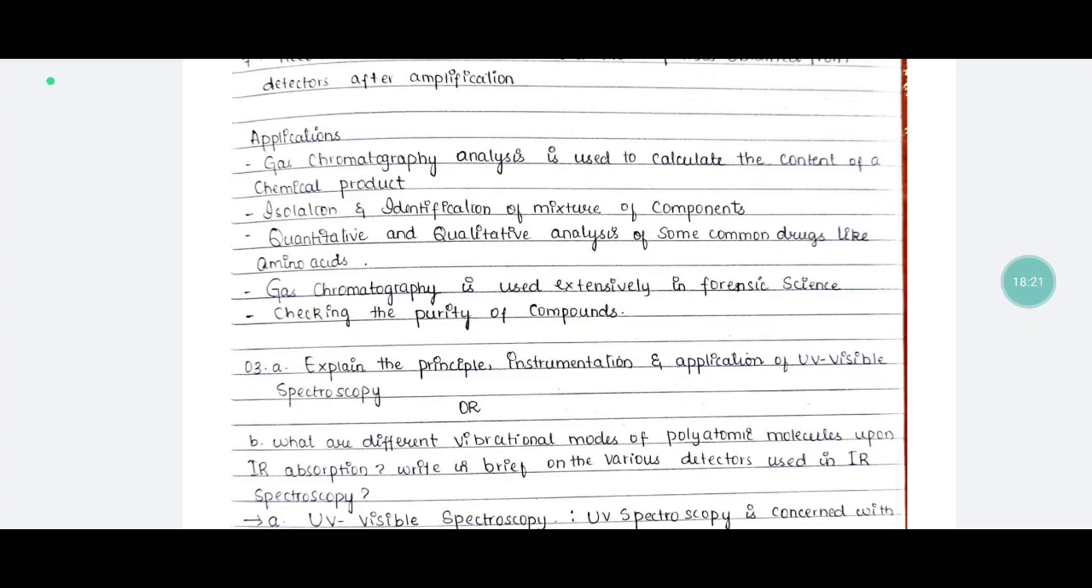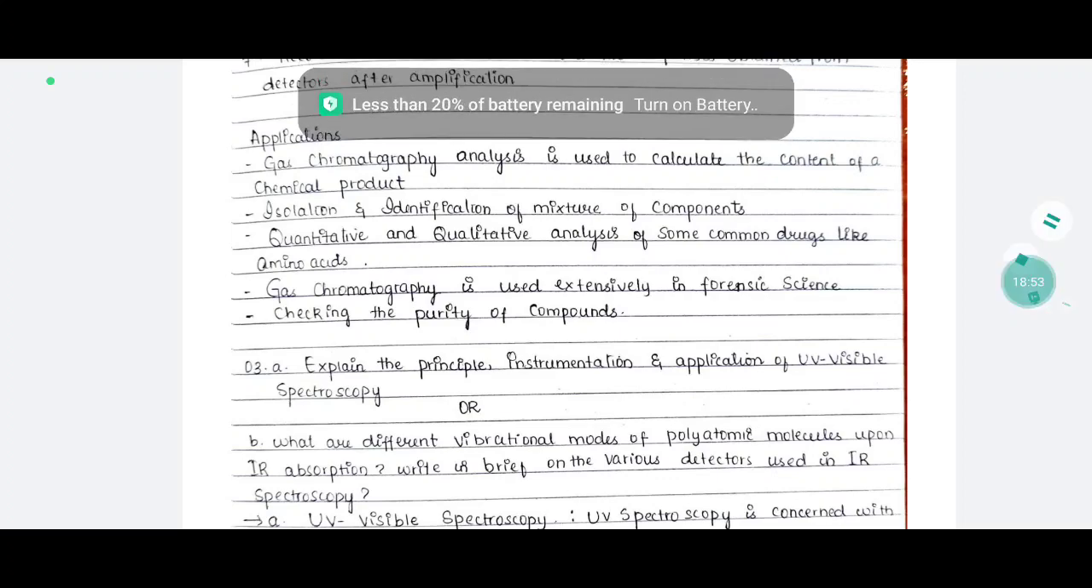So the next question, third, in that A or B, you have to write third A or third B, but I am going to give you both answers. A: Explain the principle, instrumentation and application of UV visible spectroscopy. And the B question will be: what are the different vibrational modes of polyatomic molecules upon IR absorption? Write briefly on the various detectors which are used for spectroscopy.